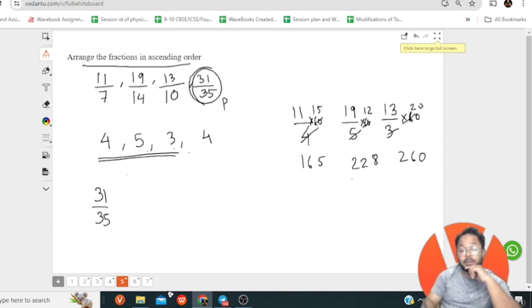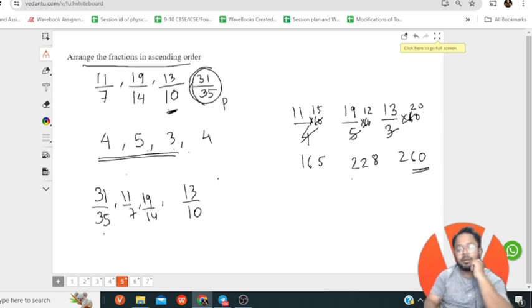So which one becomes the greatest here? 260. So that is 13 by 10, which we have taken here. This becomes the highest. Then we can write here 11 by 7 and 19 by 14. This is how it gets arranged. So this becomes the ascending order of these numbers.